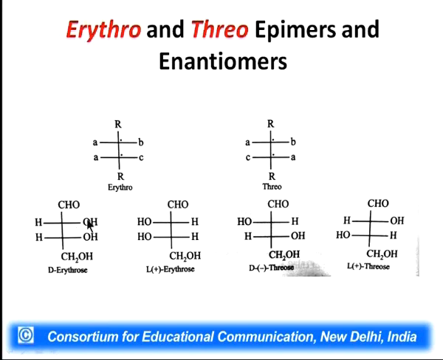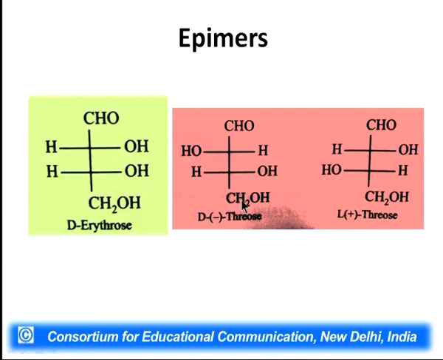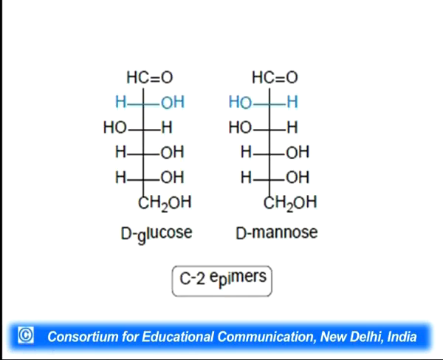That is, in this case, the configuration at the second carbon, OH is on the right hand side, whereas in D-threose, this OH is on the left hand side. Now, if I talk of another structure, glucose and mannose, I would like to concentrate here for a moment. If we are having C2 epimers, generally we do not refer to C2 epimers, we just call them epimers. And now this C2, C3, C4 refers to the carbon at which the configuration is different.